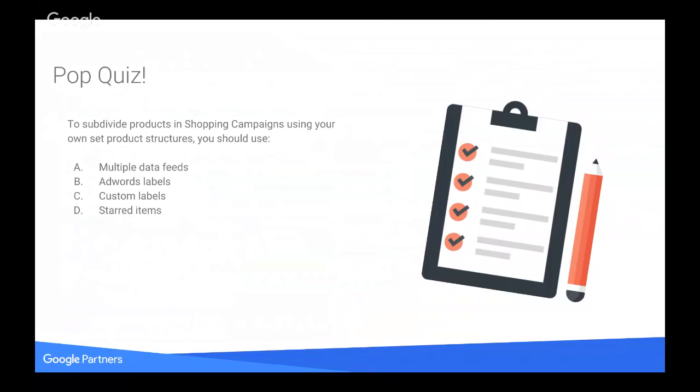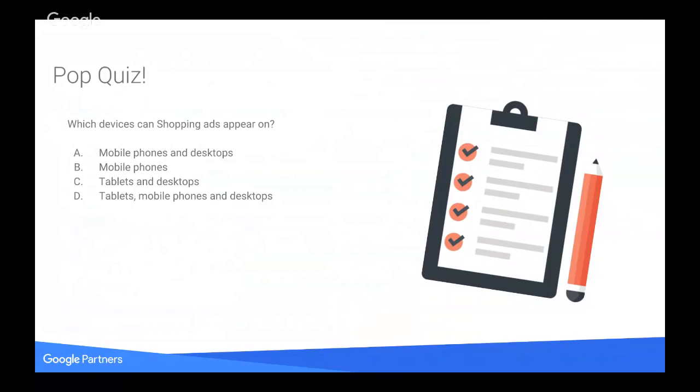All right, the answer to this question is C, custom labels. Remember that there are 5 custom labels that you can use, so you can create a hierarchy, and multiple product attributes can be used in the form of custom labels.